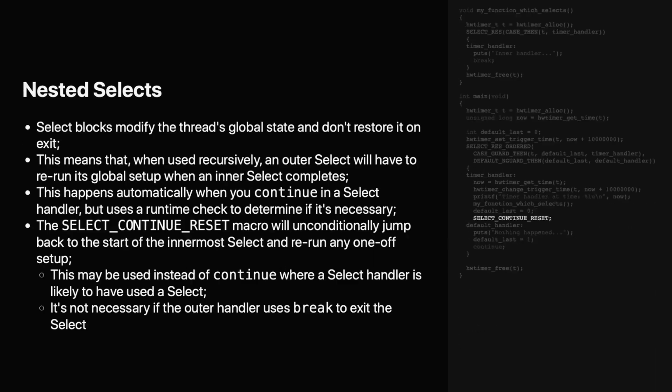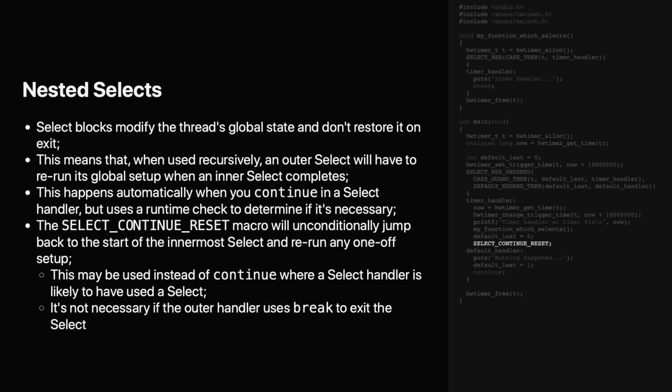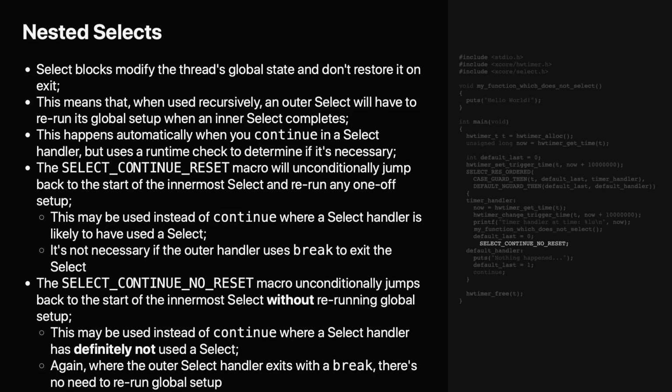We can guide this behavior by using one of two macros in the place of continue. We can use the select continue reset macro if we know that a handler has run an inner select, so we need to rerun global setup, or if it's very likely. This allows us to skip the runtime check and unconditionally reinitialize the select. If we know we definitely haven't run an inner select, we can use select continue no reset to unconditionally skip the reinitialization. Note that if this is used incorrectly, where an inner select has run, the select will behave unpredictably.